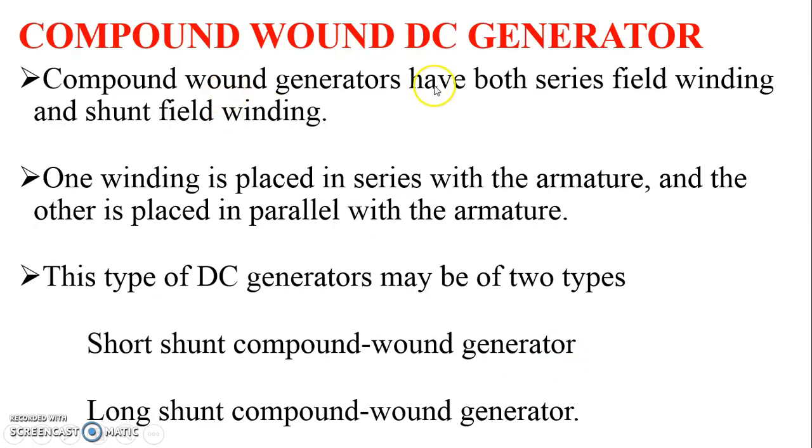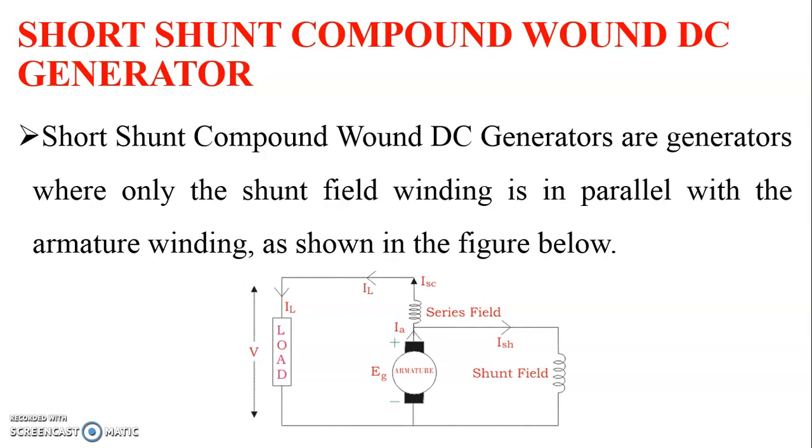So next is the compound wound DC generator. Compound wound DC generator has both series field winding and shunt field winding. They have two types of compound wound DC generator. One is the short shunt compound and another one is the long shunt compound. So for a short shunt compound wound DC generator, only the shunt field winding is parallel with the armature winding, that was shown in the figure.